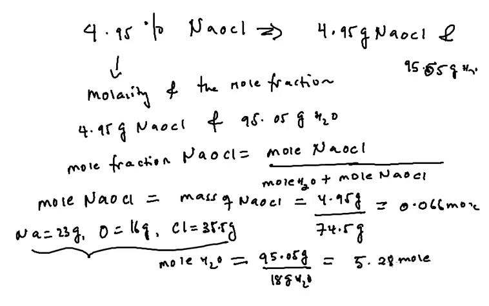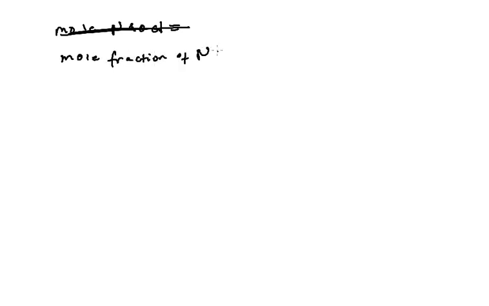5.28 mole. Now from here we can calculate the mole fraction of sodium hypochlorite. The mole fraction of sodium hypochlorite is going to be moles of sodium hypochlorite. In our case, the mole of sodium hypochlorite would be 0.07 mole.